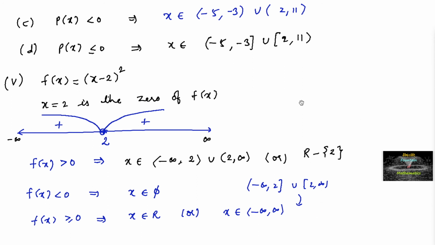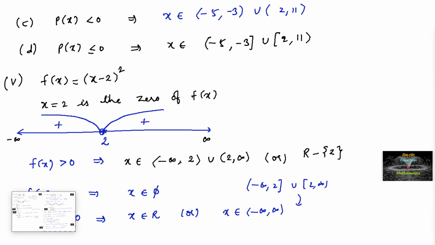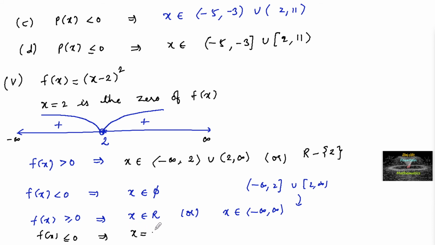And coming to the case f of x is less than or equal to 0. For less than, there is no value of x which is negative, and for 0 there is a possibility for x equal to 2. It means we had only one solution, x equal to 2, so we can give the answer as a singleton set.